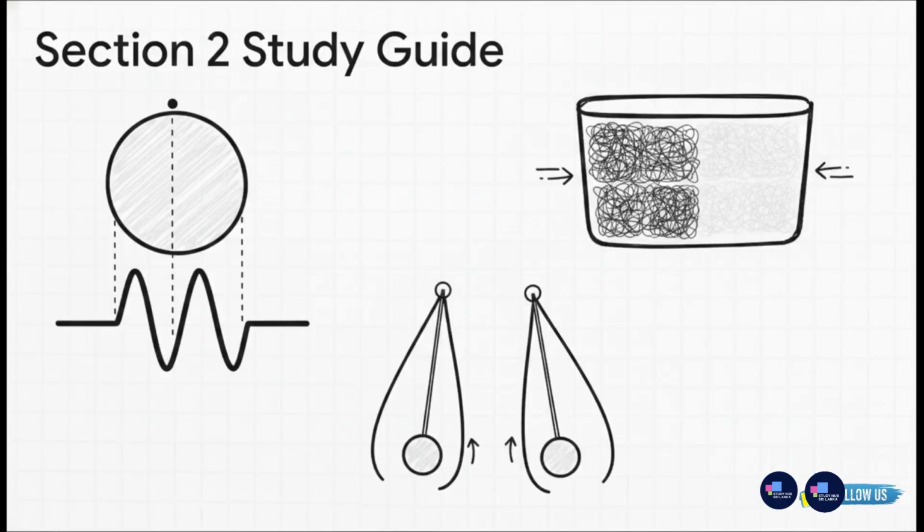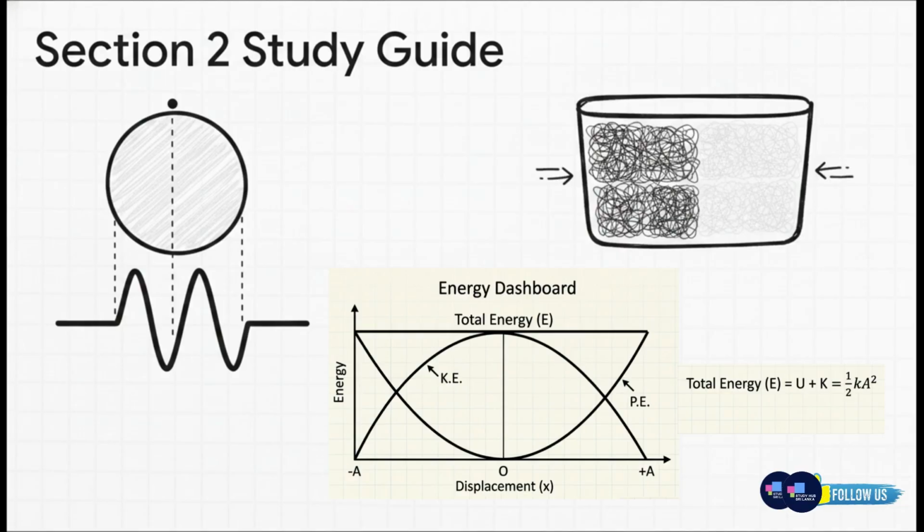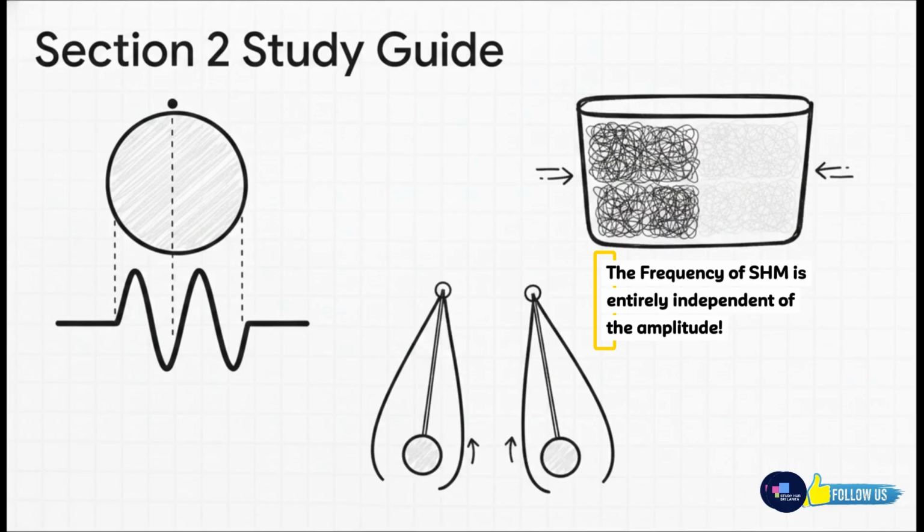Let's quickly summarize Section 2. First, SHM maps perfectly to a circular projection. Second, total energy is always conserved, equating to half Ka squared. And third, as we just highlighted, frequency is completely independent of amplitude.